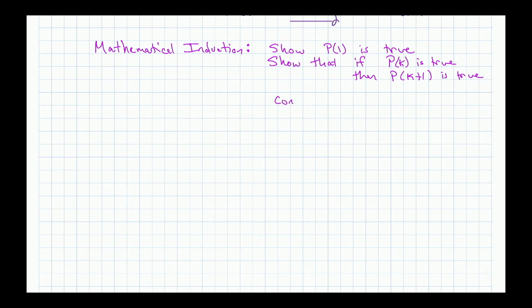And then you conclude P of n is true for all n equals 1 to infinity. That's regular mathematical induction the way that we did it in the previous section. I didn't write it, but this is your basis step, this is your induction step, and this is your conclusion. Specifically, this part right here is your induction hypothesis: if P of k is true, then P of k plus 1 is true.